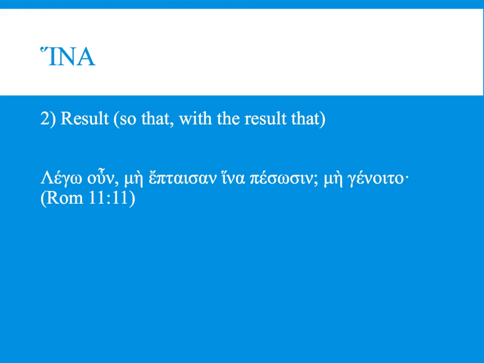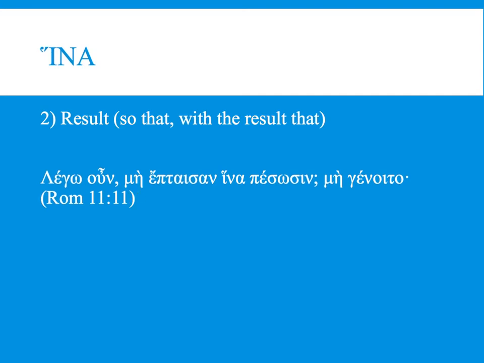Lego oun, I am saying, therefore, and here's a question mark. Did they stumble in order that they might fall or fall away? So it's talking about Israel, and he mentions that Israel has stumbled, but he wants to not say that they have completely fallen away. Did they stumble in order they may fall away? Now, what we have here, by the way, when we begin a question with this particle at the beginning, the negative particle me, we are expecting a negative answer. No, of course not, to the question.